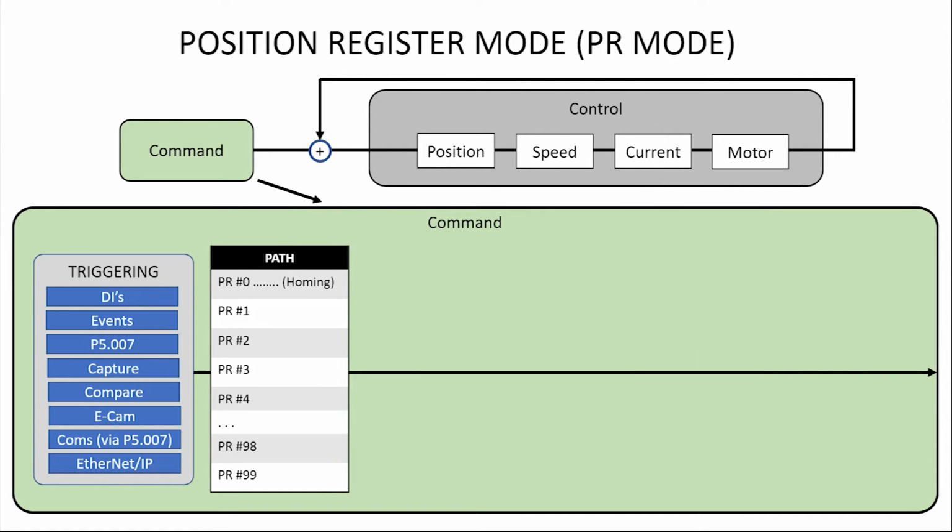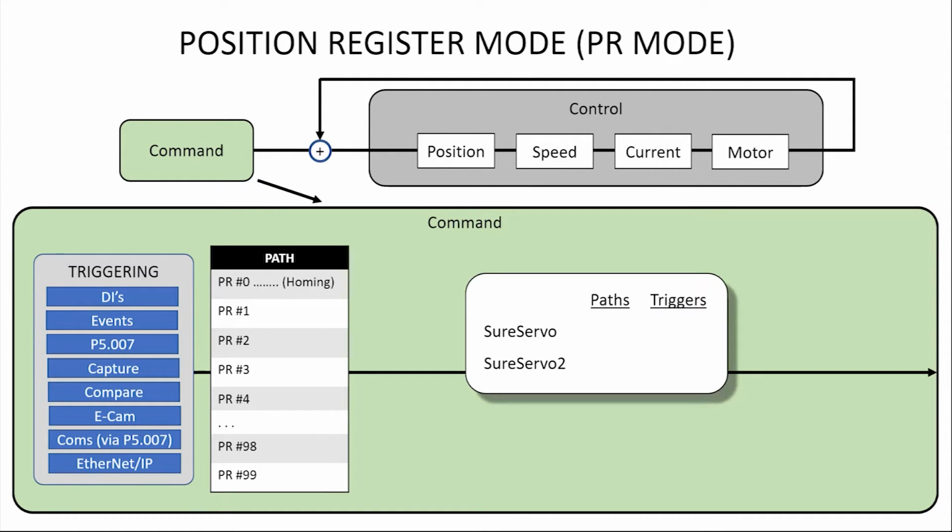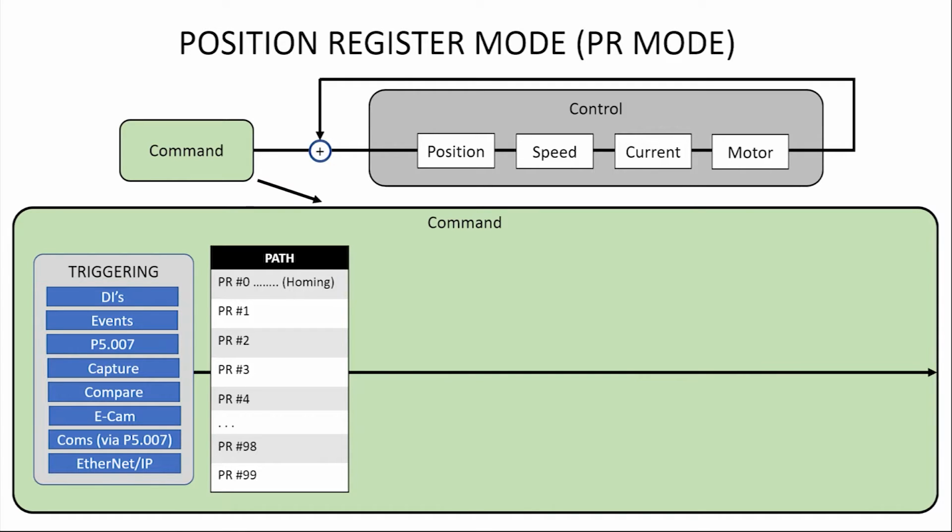So understand the significance of all of this. For comparison, the original SureServo has only 8 internal index positions, or paths, and can only be triggered by digital inputs or comms. Just another example of why the SureServo2 is such a tremendous value. Again, more features, lower price.